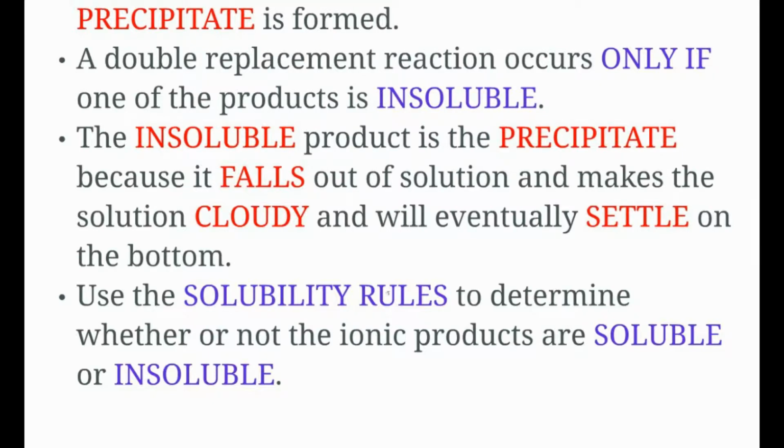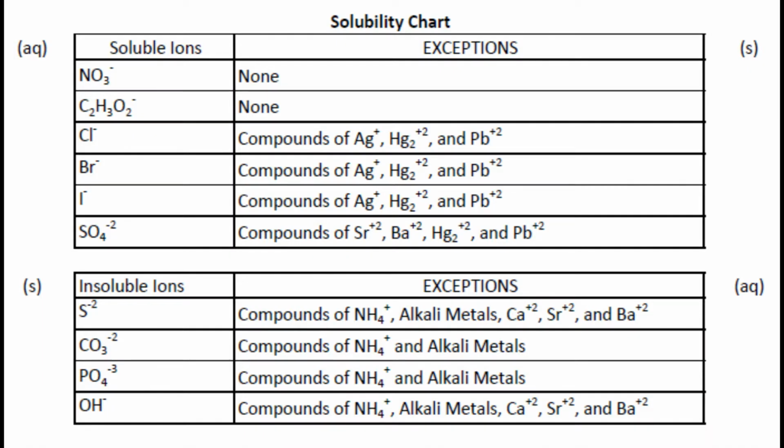They're very, very troublesome. Anyway, use the solubility rules, which is the other chart I'm going to give you, to determine whether or not the ionic products are soluble or insoluble. In other words, soluble means AQ, insoluble means S. If it's soluble, it gets an AQ. If it's insoluble, it gets an S. It's better if I just show you. So this is the chart. I'm going to clean this up. This is exactly what I would show you on here, but I'm going to jump forwards and backwards between this, but I want y'all to see how to read this real fast.